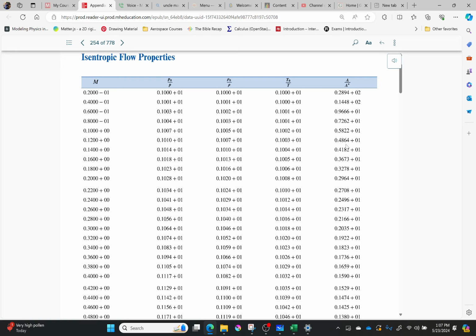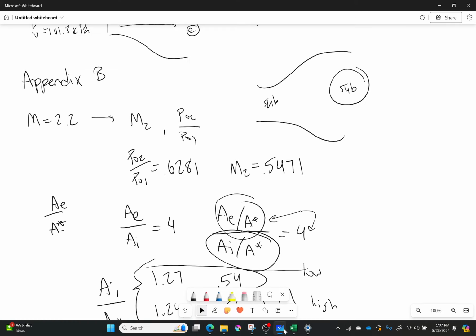So that's not quite right there, but sue me, I don't have to do a lot of this. Okay, and so we get P naught over P is 1.01. Mach number is going to be 0.12. So let's go ahead and write those down.